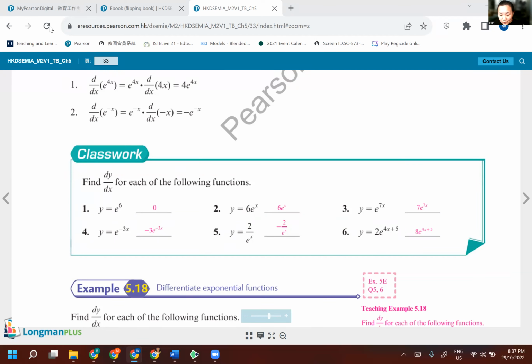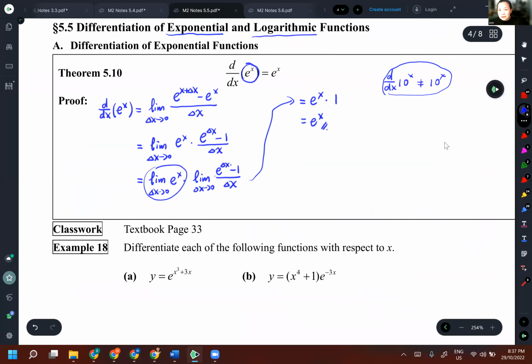Okay. Then some of the girls, if you are slower, later on I think I'll give you more chance to answer questions during the lesson. Now these classwork are easy questions, I think. Basically, you just apply this rule for this function plus another rule. Perhaps just the coefficient, perhaps just one layer of chain rule.